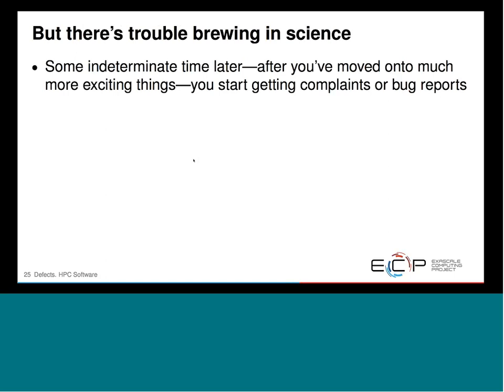Okay, but there's trouble. What's some of the trouble that this causes? So some indeterminate time later, and this is very common, we deliver some piece of code and somebody else starts using it 3 months later. And if you're like me, constantly multitasking, moving from thing to thing, and somebody asks you about something you wrote 3 months ago, you can't even remember what you did 4 or 5 minutes ago, and now you're in trouble because you have to context switch, with all the problems that involves.